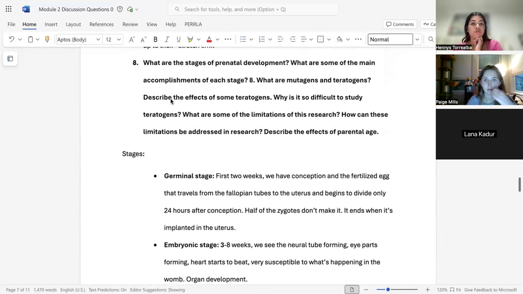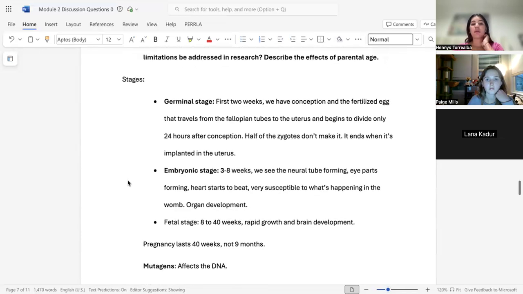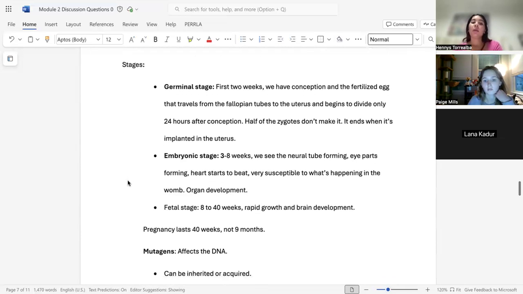So the stages of prenatal development are germinal stage, embryonic stage, and fetal stage. So the germinal is the first 2 weeks. This is when we have conception and the fertilized egg travels from the fallopian tubes to the uterus, and then it begins to divide 24 hours after conception. And half of the zygotes don't make it, and then it ends when it's finally implanted in the uterus.